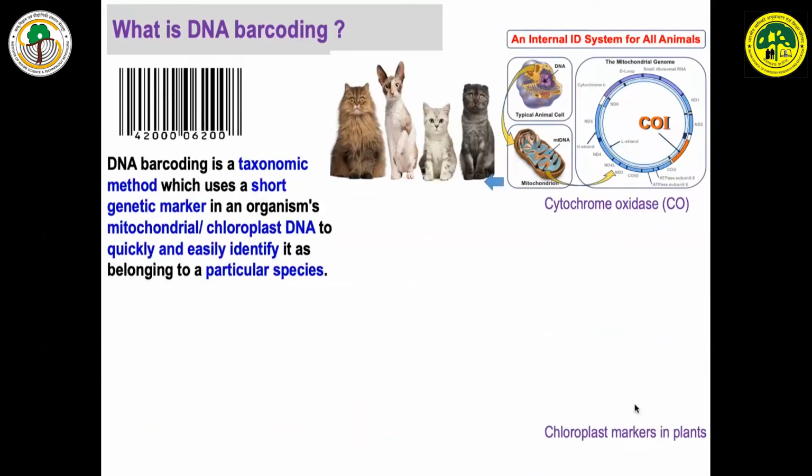So what is DNA barcoding? DNA barcoding is any fragment of DNA which distinguishes between two individuals or species. In the case of animals, people use cytochrome oxidase, the mitochondrial DNA, and these are very robust as well as very quick and easy for classification, particularly species identification.